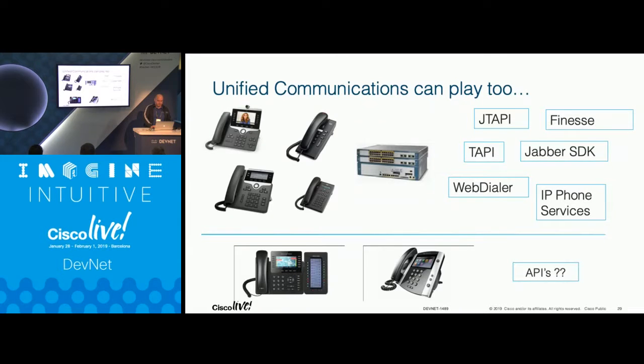Unified communications comes in there, and this is where I started out in Cisco, supporting CUCM and all the phones and all the APIs there. Lots of APIs that can be used to launch calls from these devices. Right? Full APIs like Tappy and JTappy that are used to build call center applications. Finesse, which is the API that drives the Cisco contact center, down to very simple APIs like web dialer or IP phone services that all they do is launch a call.